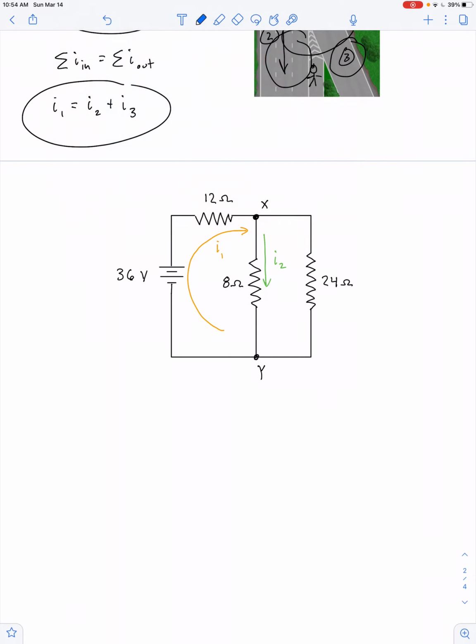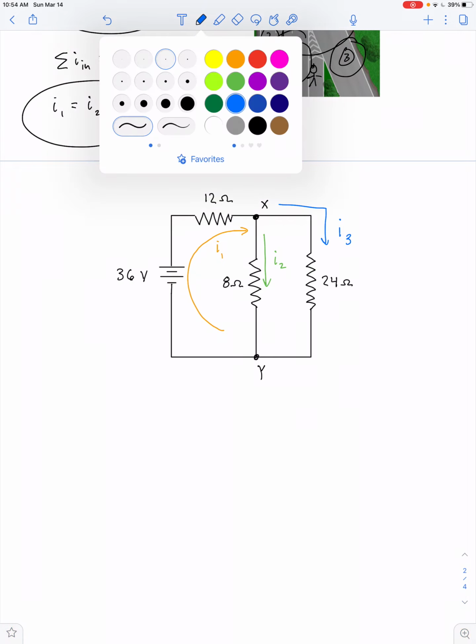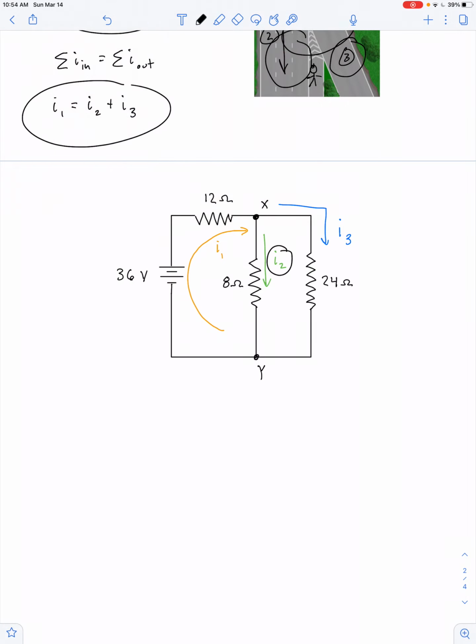So beyond that junction, the current represented in orange as I1 splits off. Some of it takes the path shown in green. Some of it takes this path shown in blue. This current I2 is flowing out of junction X. This current I3 is also flowing out of junction X. The current I1 is flowing into junction X. So again, I1 is equal to I2 plus I3.